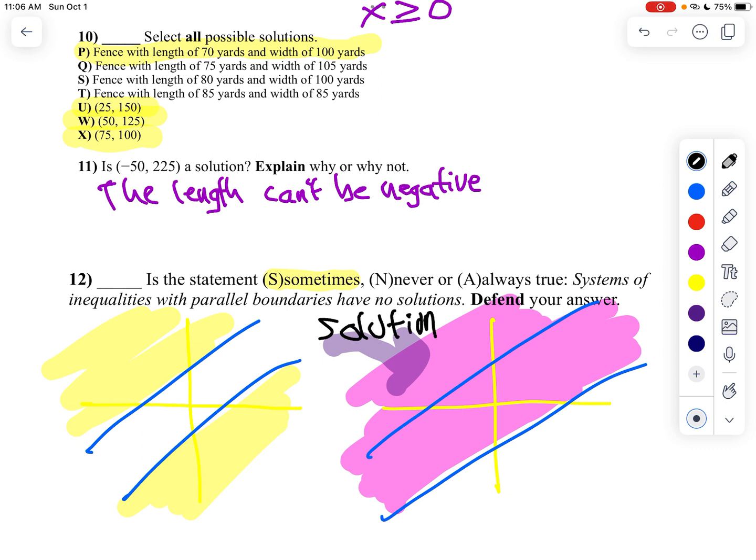Okay? And then I could have just the opposite. If the top one is less than and the bottom one is greater than, then I might have a solution where the solution's in between the lines. So that would be true sometimes, but it's not all the time, so that's what we're going to say, sometimes, for a solution.